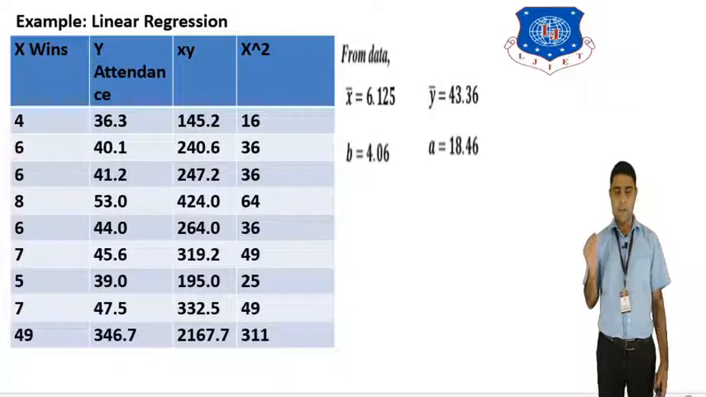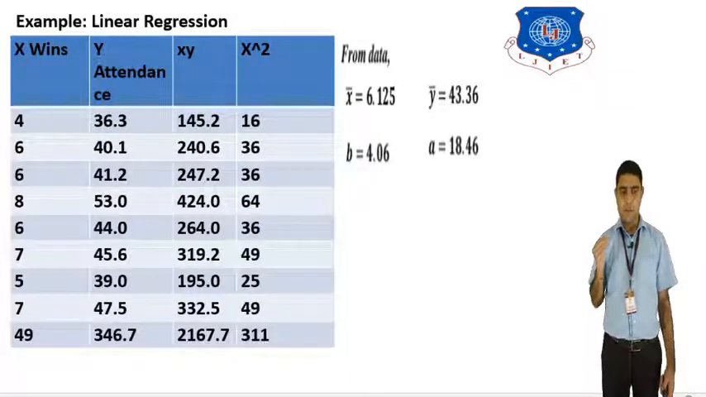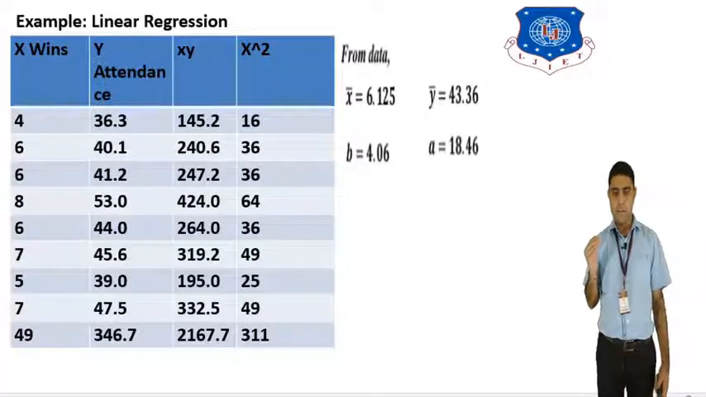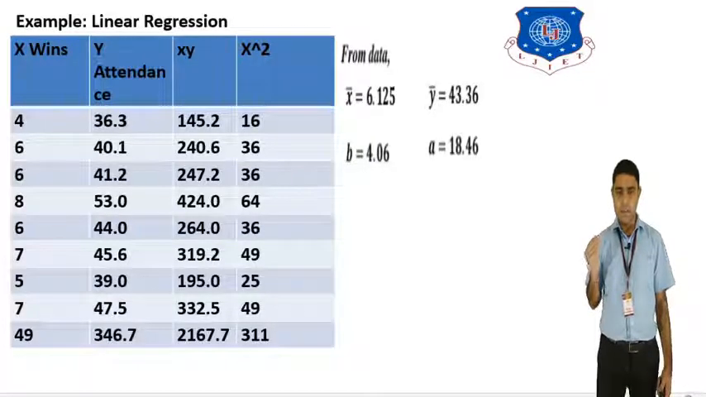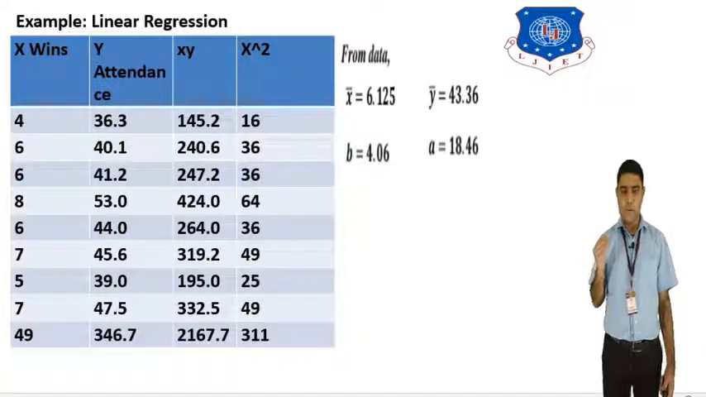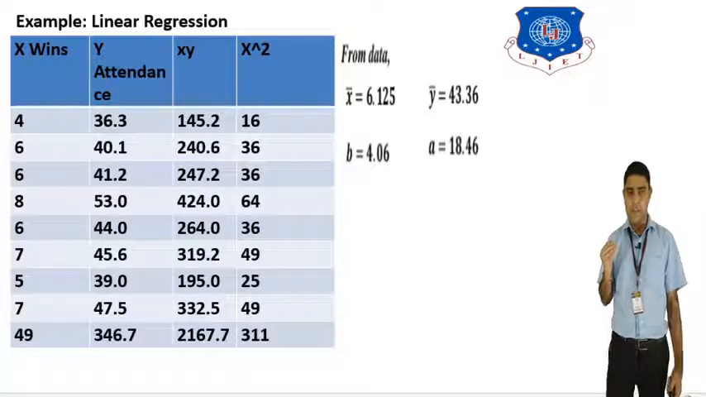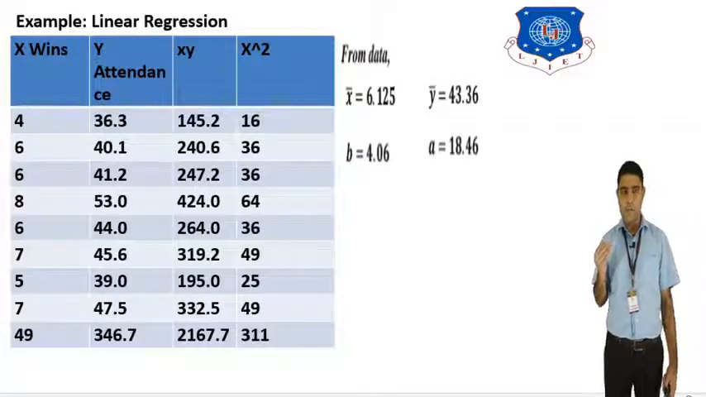Now we will calculate x bar, that is summation of x, that is 49 divided by 8, then we will get 6.125, and y bar similarly we will get 43.36. And after that we will get the b value as 4.06 and the a value as 18.46. So the equation of the line is y is equal to a plus bx, that is 18.46 plus 4.06 x. So this is the equation of linear regression using the double smoothing method.